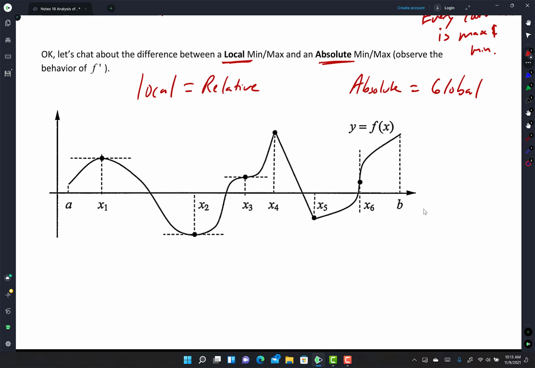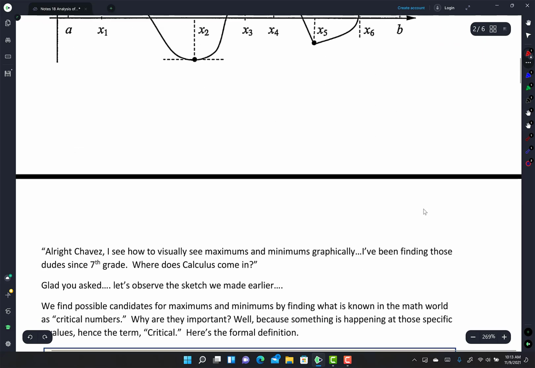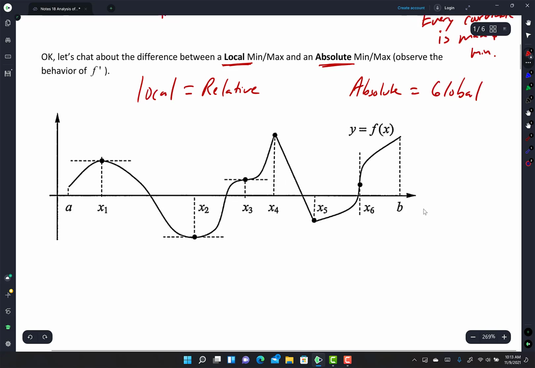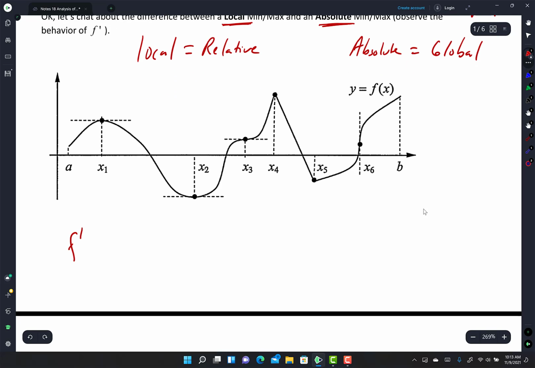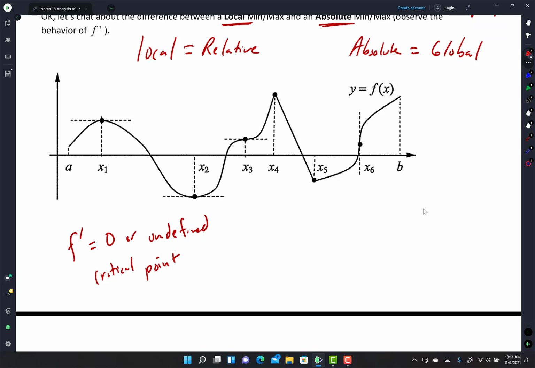So, real quick, we're going to label all these critical points. I guess I have to tell you what a critical point is. I didn't put it on this definition. It's actually on the second page, but it makes sense to write it here. F prime equals 0 or undefined. Put that in there. If the derivative is 0 or undefined, it's called a critical point.